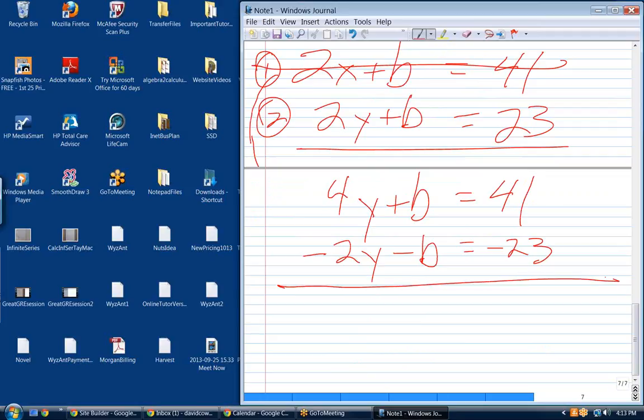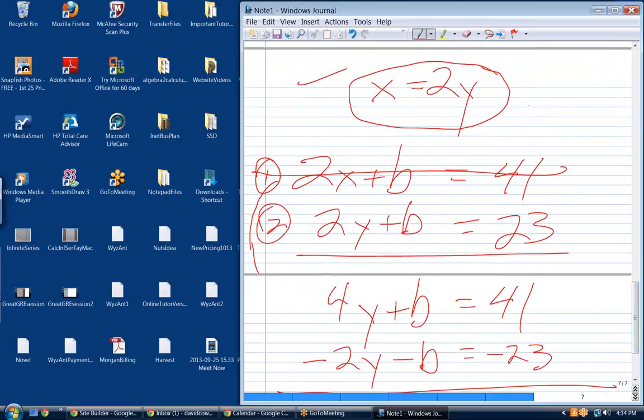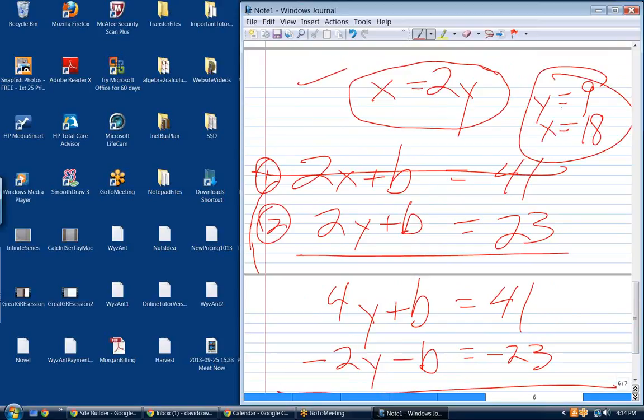So not only did we eliminate the problem of subtracting one equation from another, which will cause mistakes, but we're dealing with all positive numbers now, not negative numbers. We're now going to add both of these equations. B goes away. y equals 9. What is x equal to? x is equal to 2y, so if y is 9, x is 18. And there's your answers. Perfect, okay.